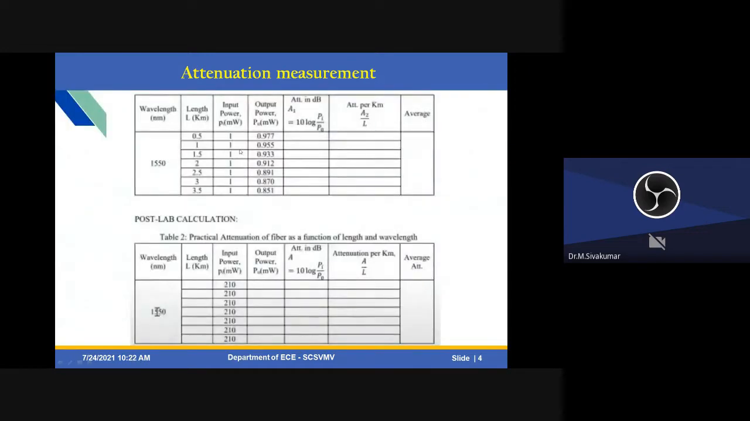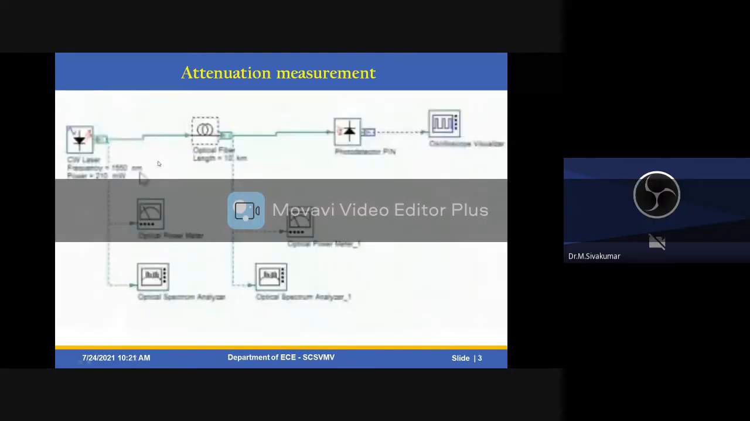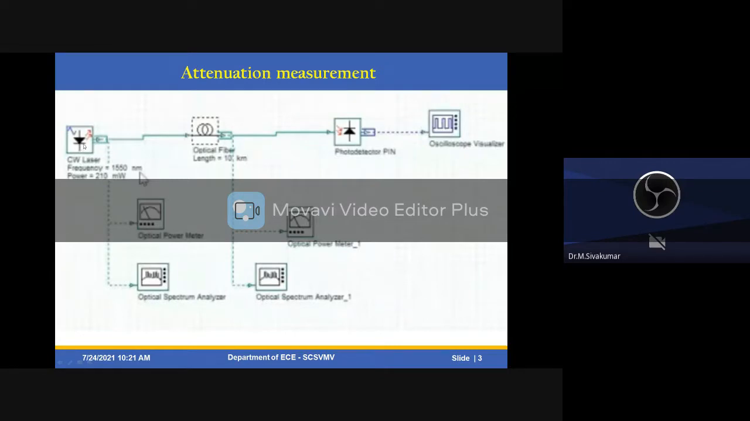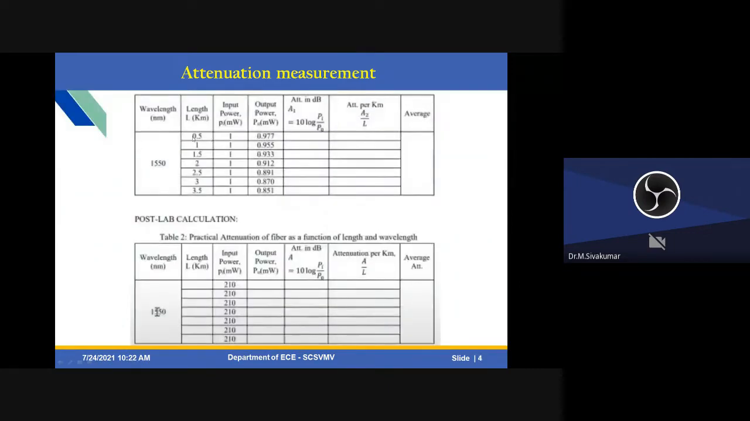Before you do the experiment, just know the procedure. You set the wavelength in the CW laser, set the frequency 1550, and give the power as 10 milliwatts. Then in the optical fiber cable, you should know how to vary the parameters: the frequency, the power, the length. Double click on the block and you get this window. Just modify the values. Similarly, double click on the optical fiber cable and change the length. You keep the wavelength constant at 1550.